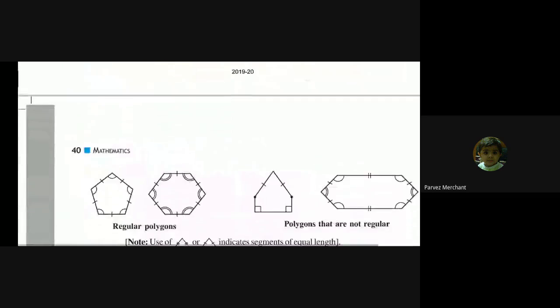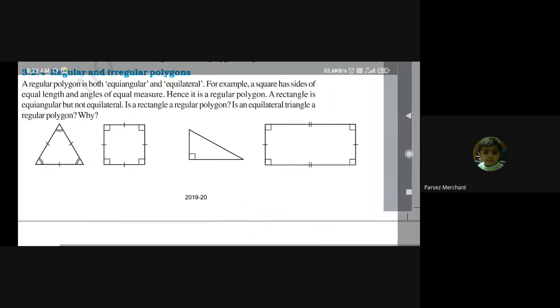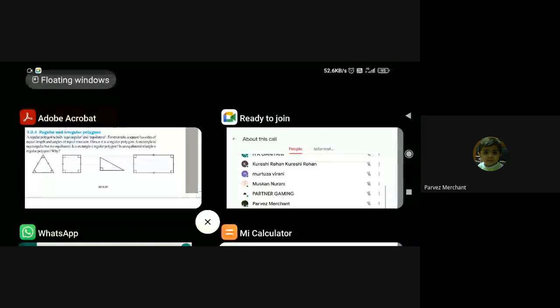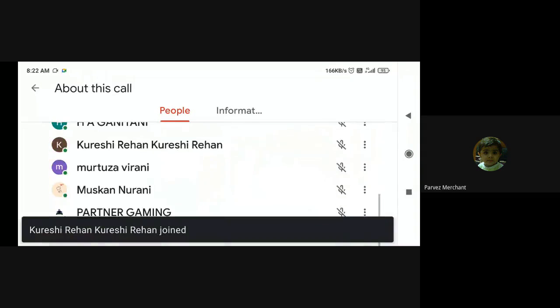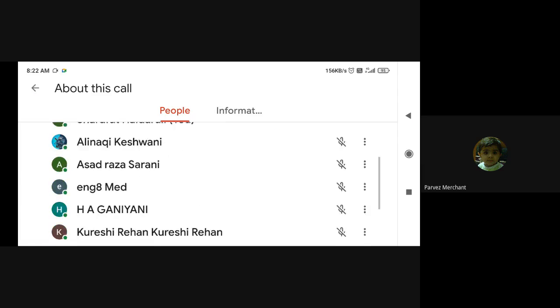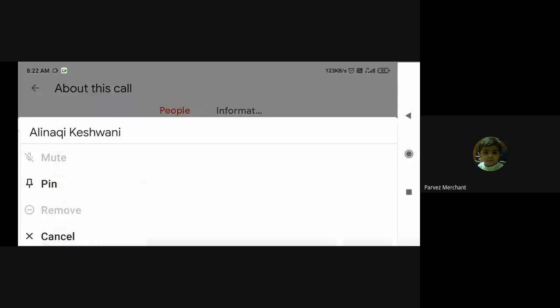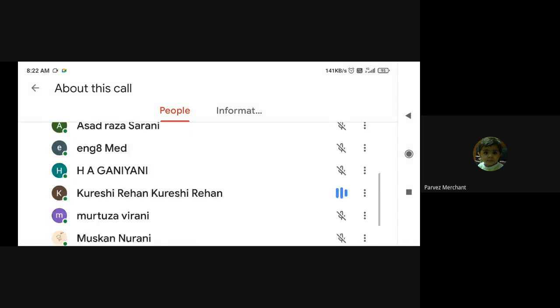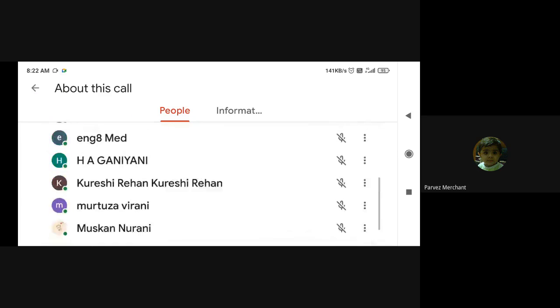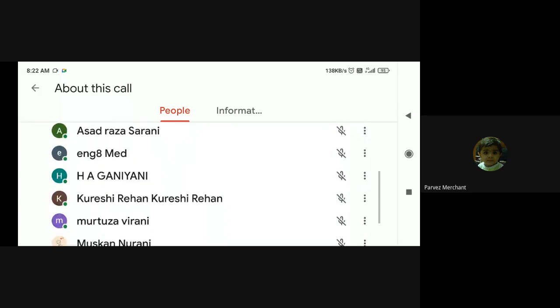Okay, and then regular and irregular polygons. Now, who can tell me the meaning of regular and irregular polygon? Sir, can I say? One minute, we are giving a chance to other students, and then after that, Mohammed Abbas, you can speak. Okay, sir. Yes, Abdullah Ali Naki Keshwani, Ali Naki. Asad Raza.